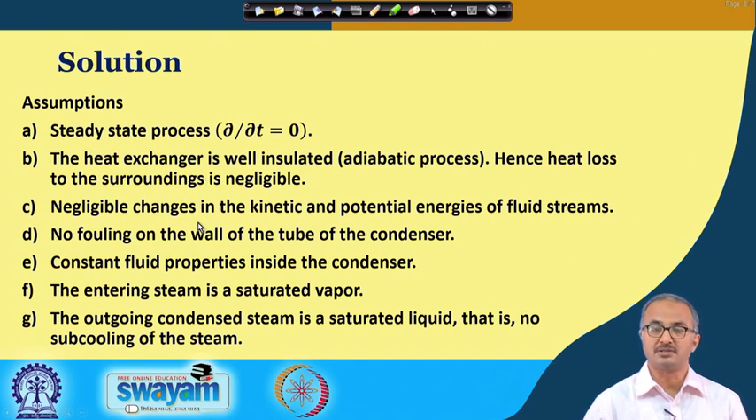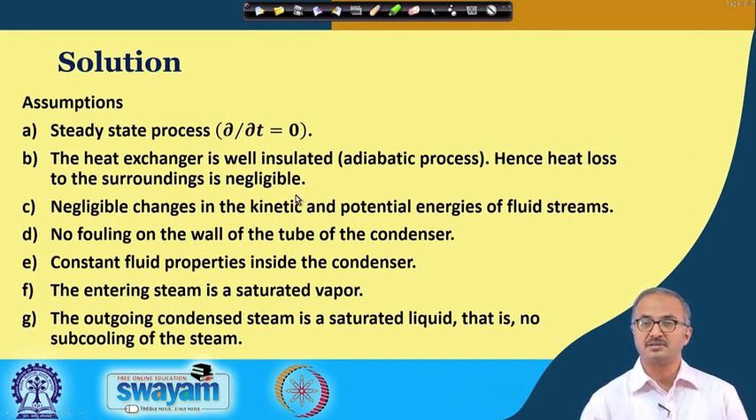Next, we make all these assumptions. First, we assume that this is steady state, so that we can make all the time derivatives 0. The heat exchanger is taken to be insulated, that means it is an adiabatic process, so we are neglecting all the heat exchange between the system and the surroundings. Then we are also neglecting any changes in the potential and kinetic energy of the fluid streams, and we are assuming that there is no fouling, that is, any deposition of material on the wall. So we are neglecting any fouling on the wall of the tube and the condenser, and we are assuming that all the fluid properties remain constant.